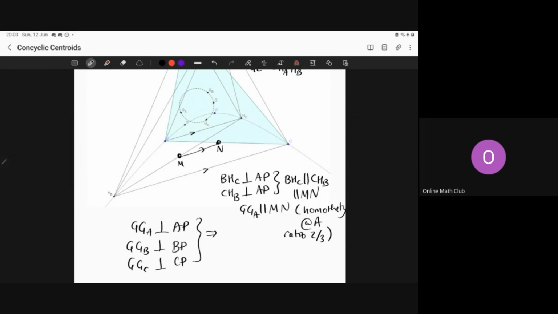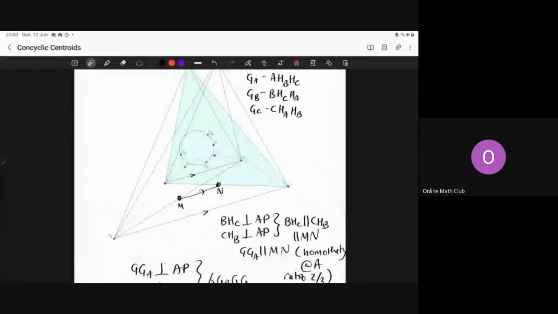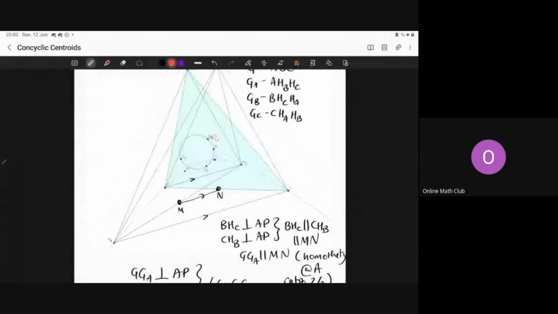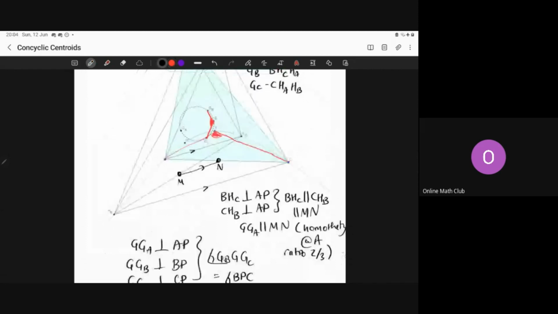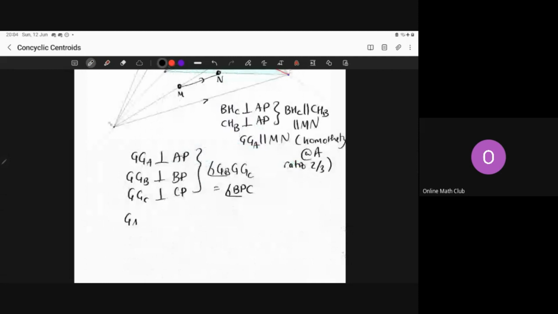So now these will give angle conditions. Angle GAGB, angle GAGC equals angle BPC. I'll draw that in the diagram here. This angle equals sin. Okay. So now we'll look at GAGB and the other lines.